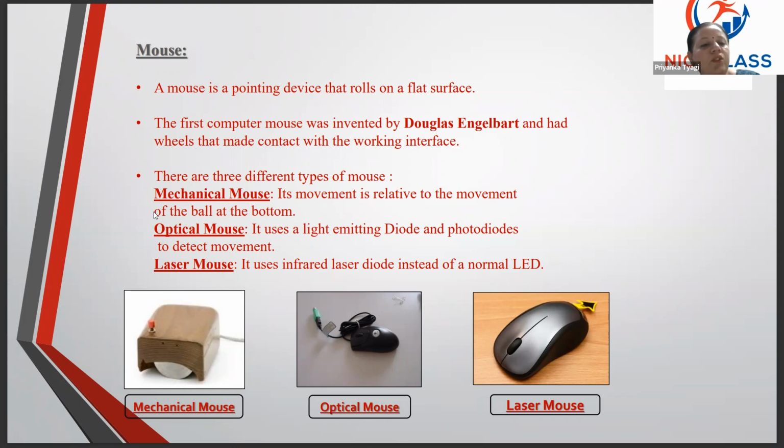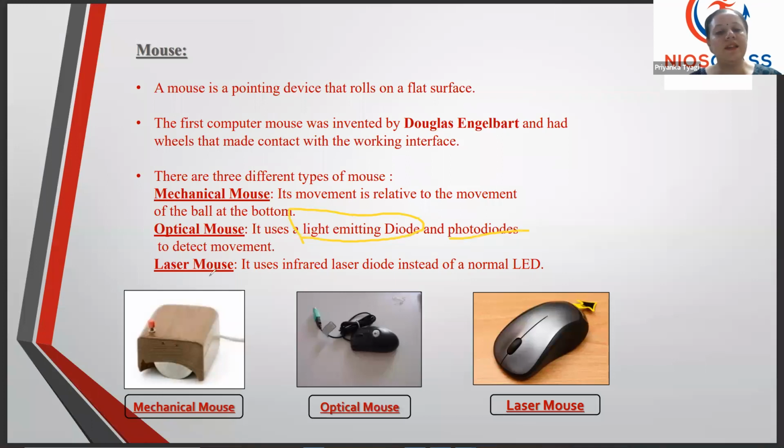Its movement is relative to the movement of the ball at the bottom. These types of mouse work in the older way, in the initial time when mice were released. After that, they were updated in the form of the optical mouse. What is an optical mouse? Rather than a rolling ball, they have an LED light and a photodiode to detect the movement. Whatever the movement, the pointer position is controlled by the light emitting diodes. You can see here, light emitting diodes and photodiodes.